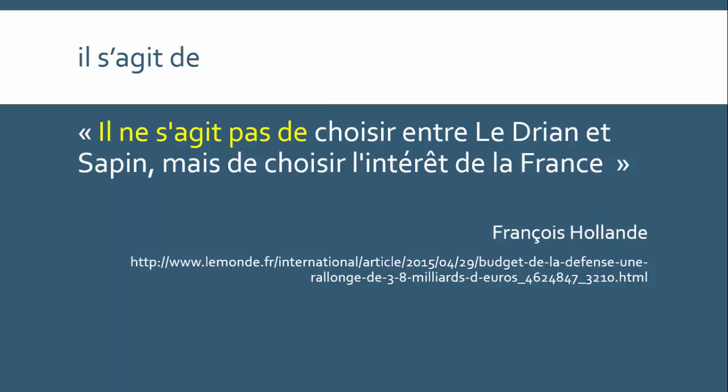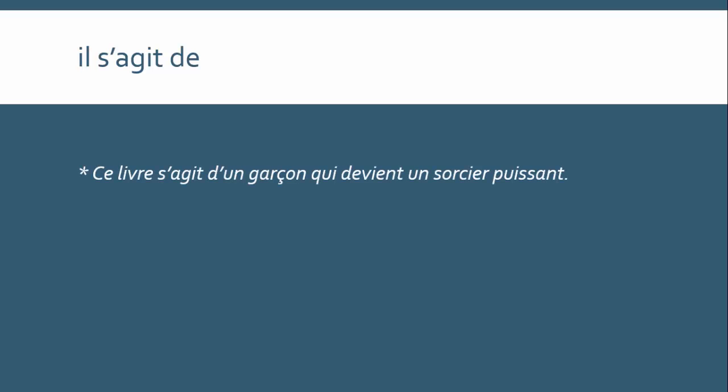And you'll see that an awful lot in newspapers and news articles in general. However, in everyday speech, we can also use it to talk about what something is about. The problem is, though, people tend to make a lot of mistakes, so they'll say things like "Ce livre s'agit d'un garçon qui devient un sorcier puissant," thinking they're saying this book is about a boy who becomes a powerful wizard. The problem with this, though, is that il s'agit de is an impersonal expression.